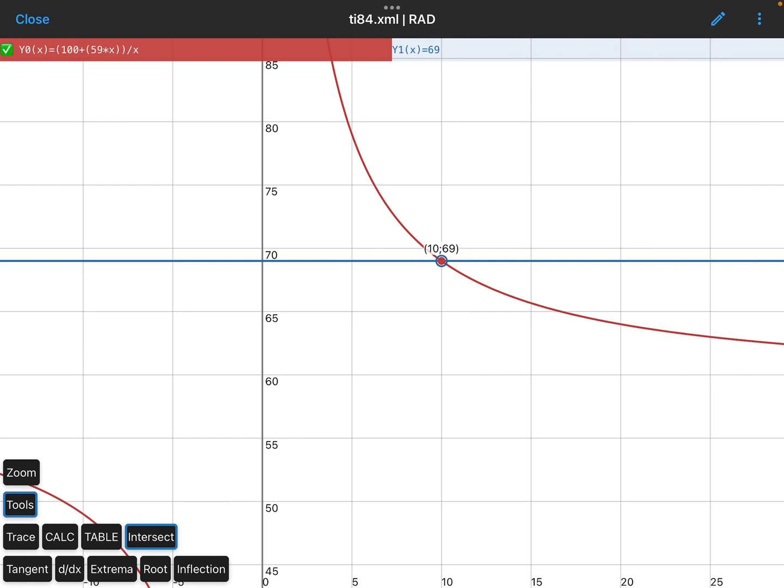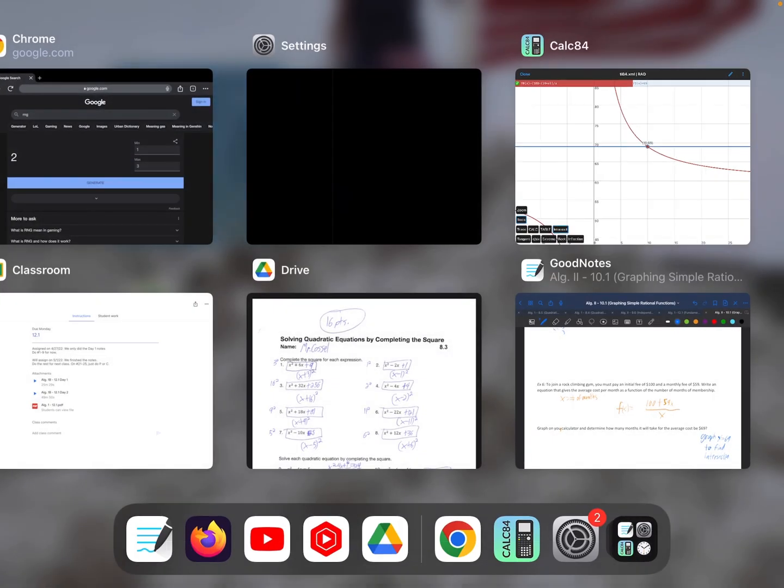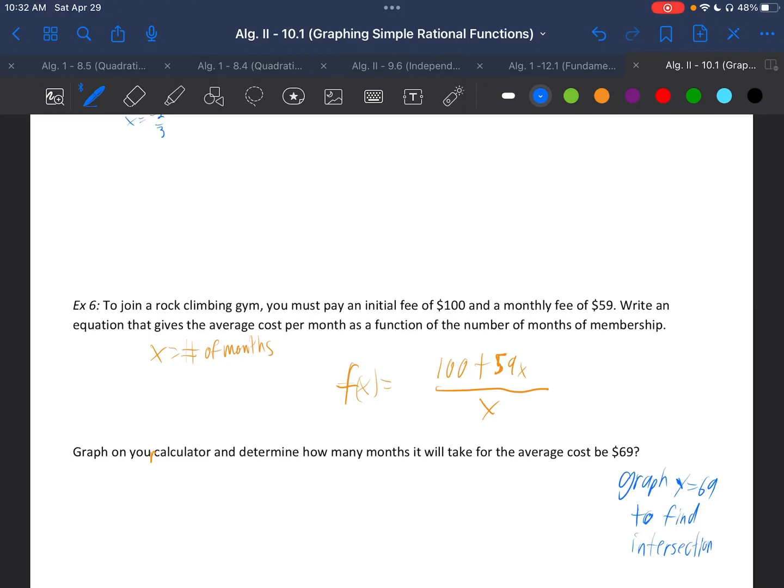And if you're in class, I will show you how to do that in class. And if you're not in class, come back and see me outside of class time, and I will gladly help you with that. So we can see here the x value is 10, so it takes 10 months to get an average monthly cost of $69. So 10 months is the answer.